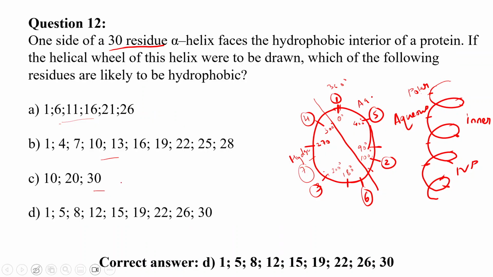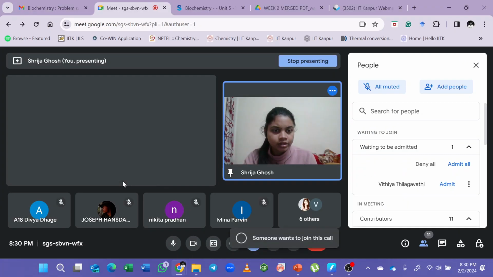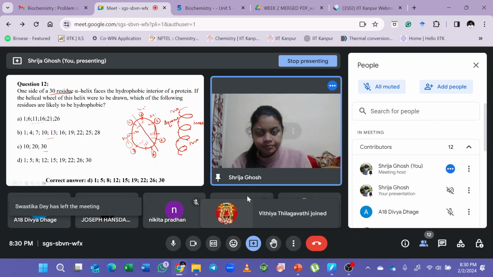Just a second, someone is entering. Yeah.